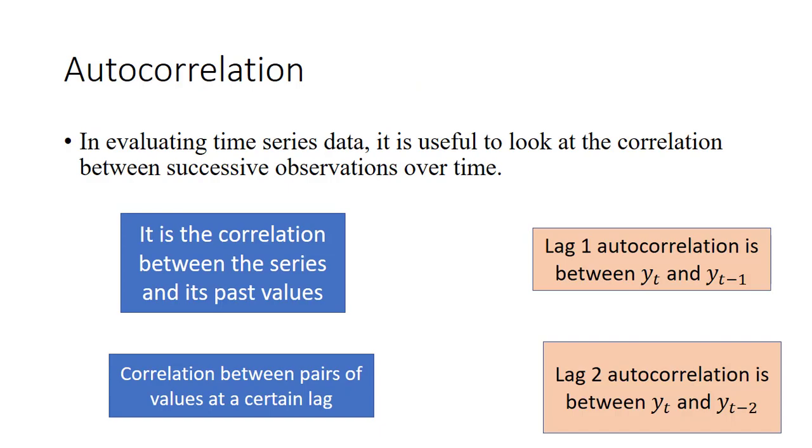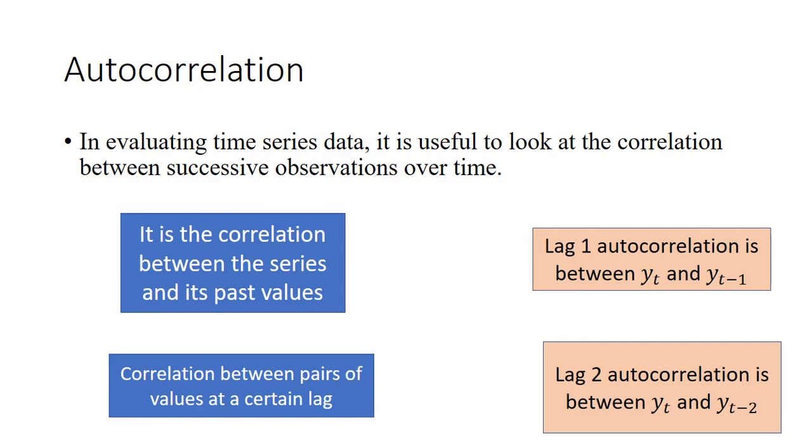Autocorrelation is the correlation between values in the series and past values. So what we do differently than correlation here is that in correlation we have two separate variables. In autocorrelation, we are in fact measuring the correlation between values in the series and the past values of the same series.